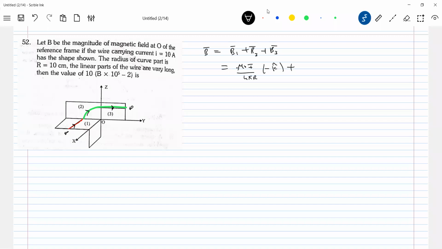What about B2? B2 should be the quarter circular arc, mu naught I over 2r. Theta is how much? Pi by 2 by 2 pi. It should make an angle between y and minus x, no? Magnitude. Okay, first we'll do one thing. First, let me give only magnitudes.